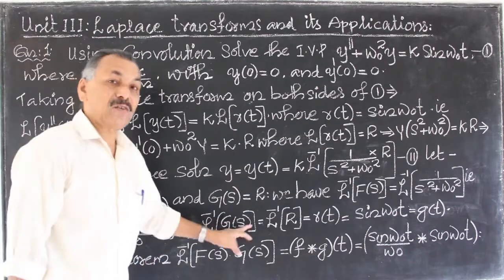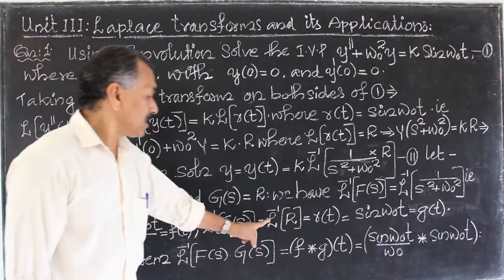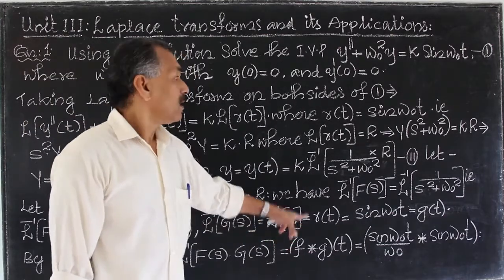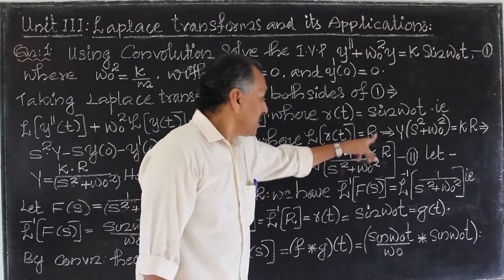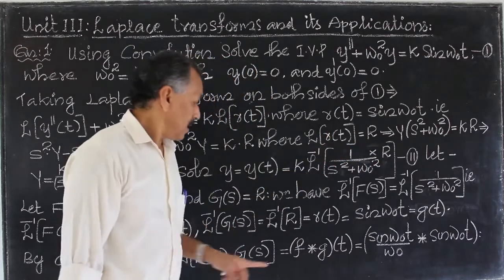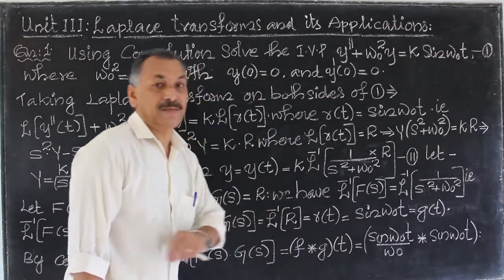Similarly, what is L inverse of G(s)? L inverse of G(s) is L inverse of R. Then L of r of t is equal to capital R. Then L inverse of R is equal to small r, that is r of t.